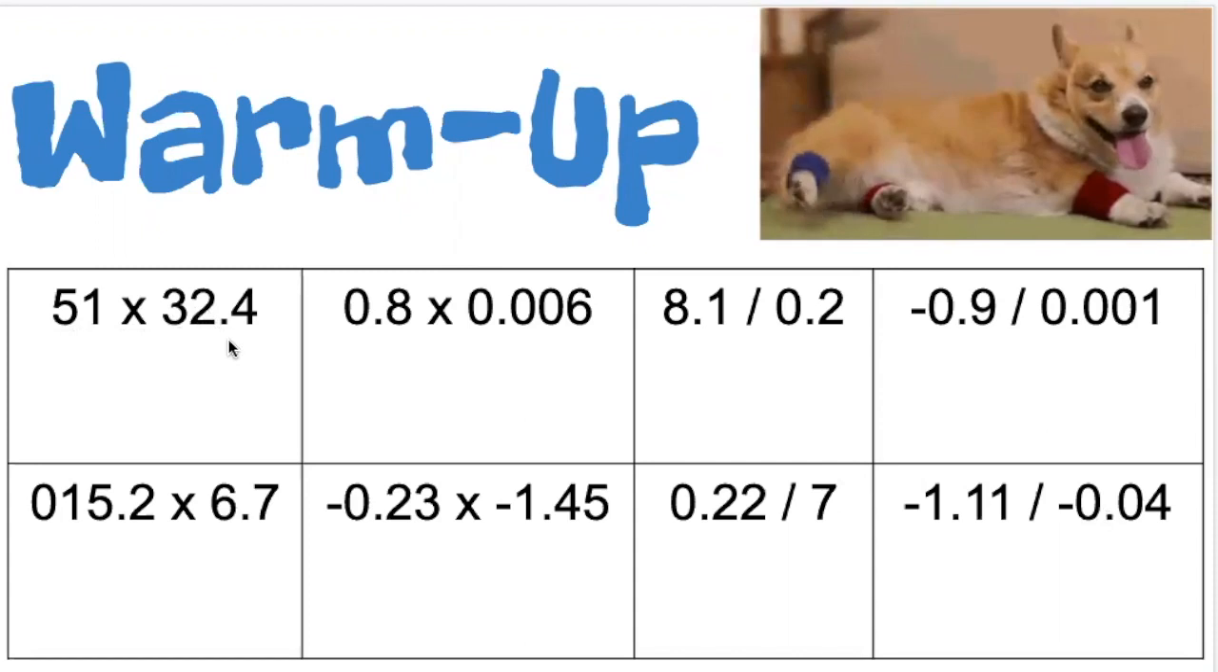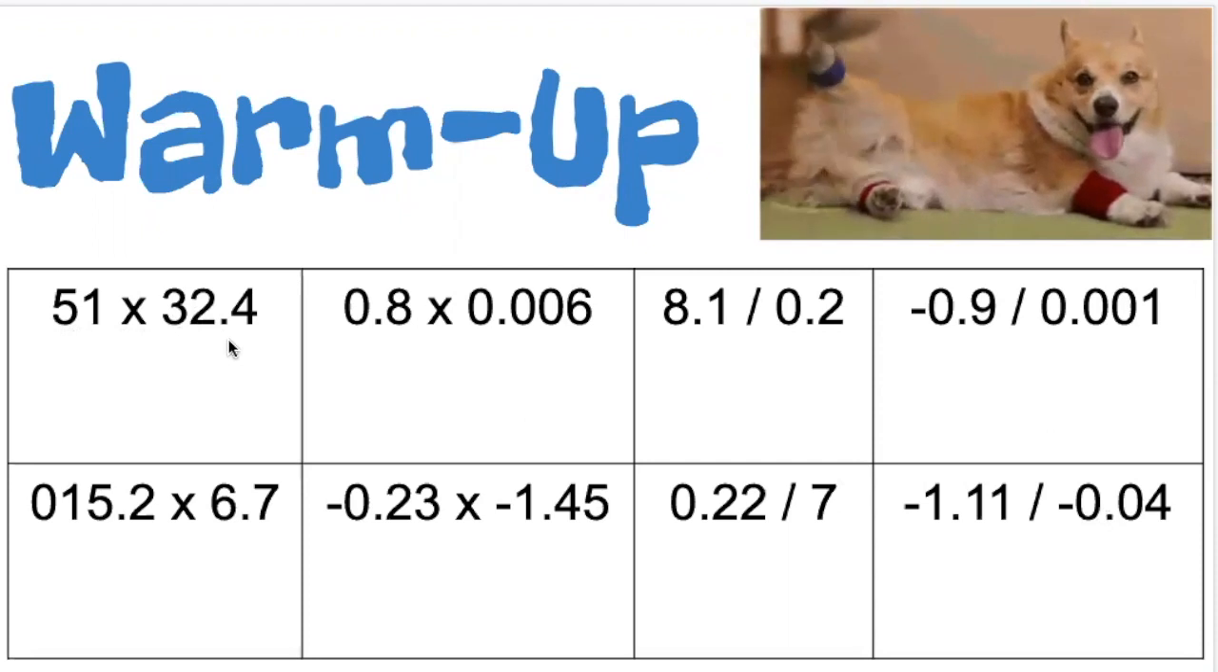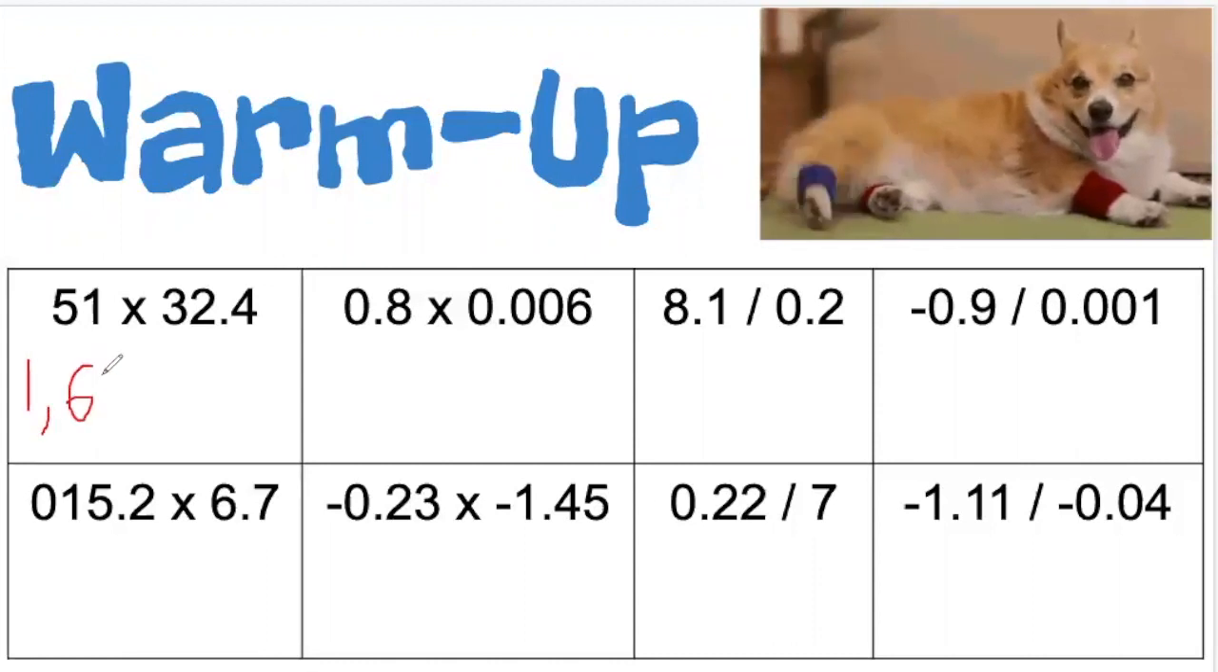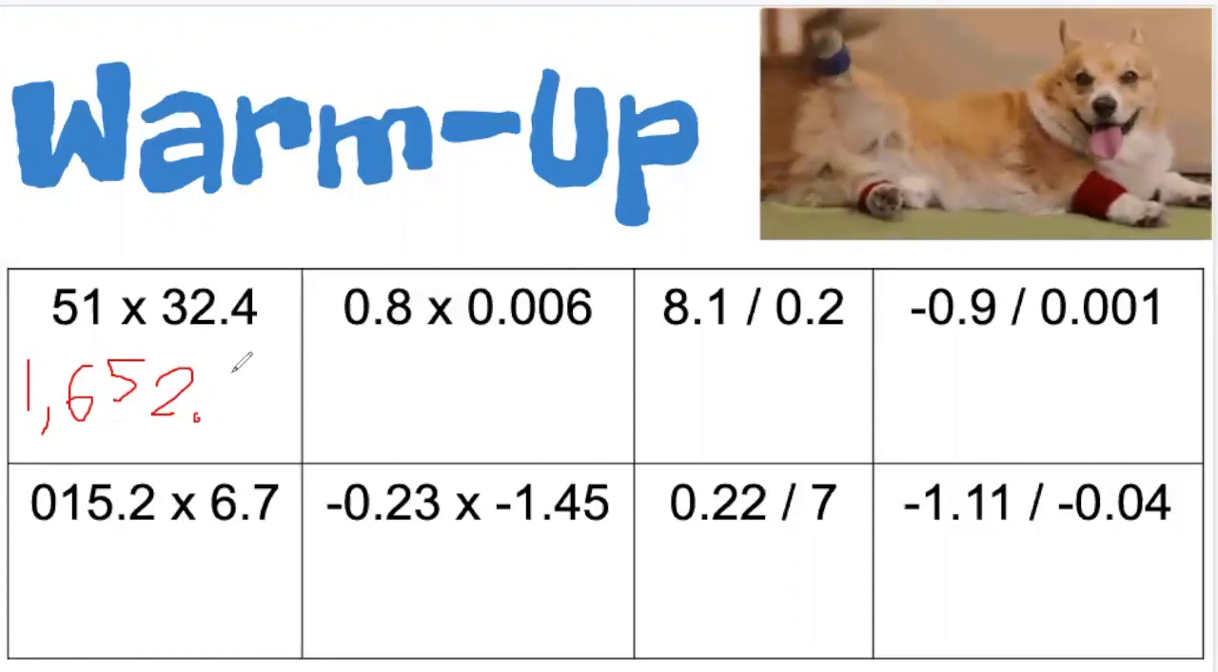51 times 32.4. So let's put that into our calculator. 51 times 32.4. And since they're both positive, our answer is going to be positive. So I am getting that is 1,652.4.